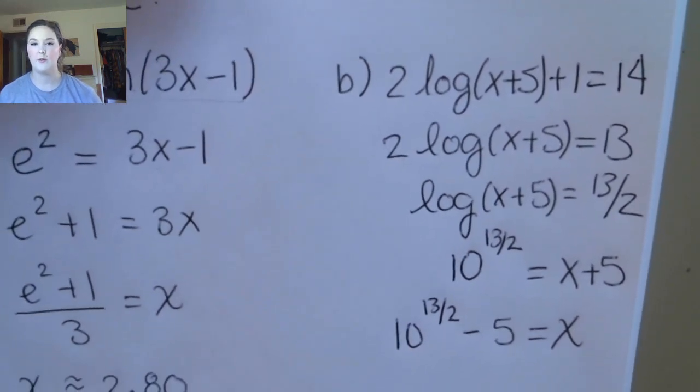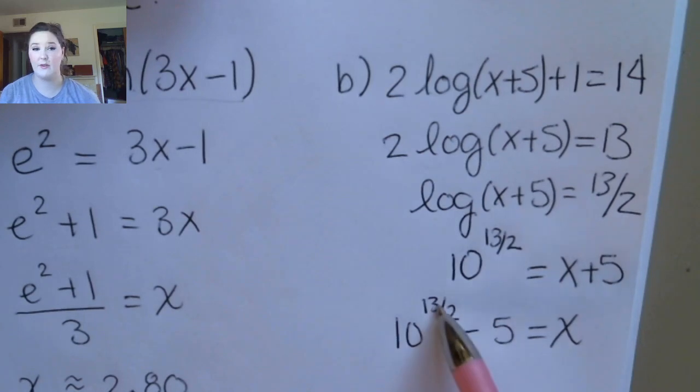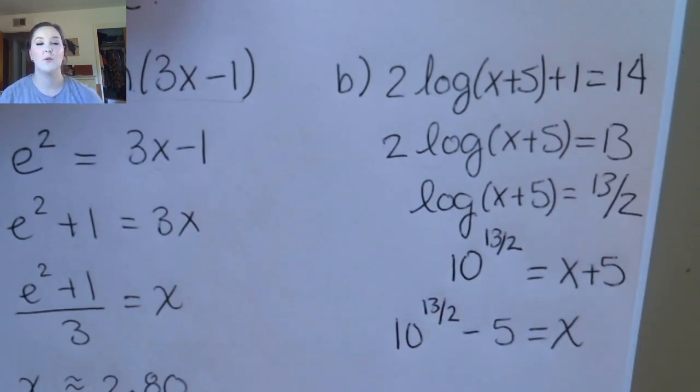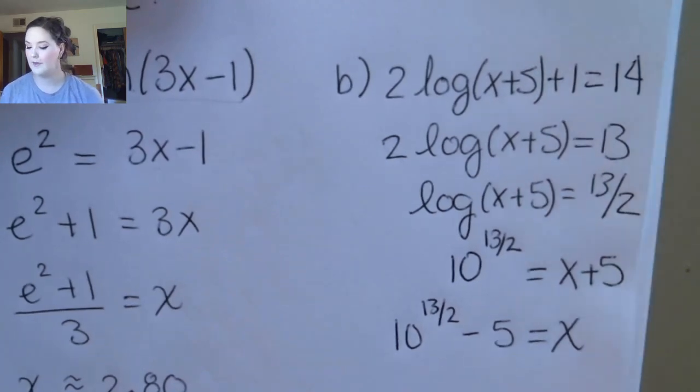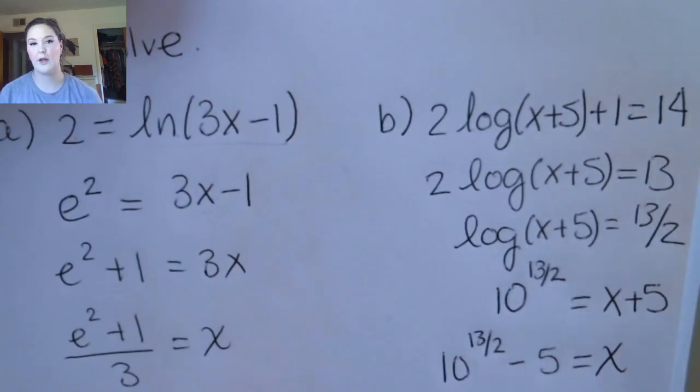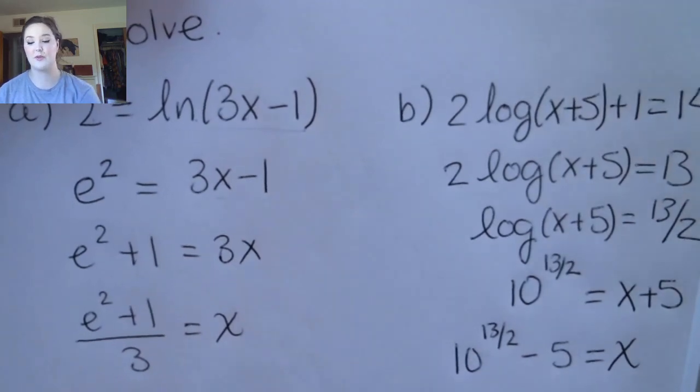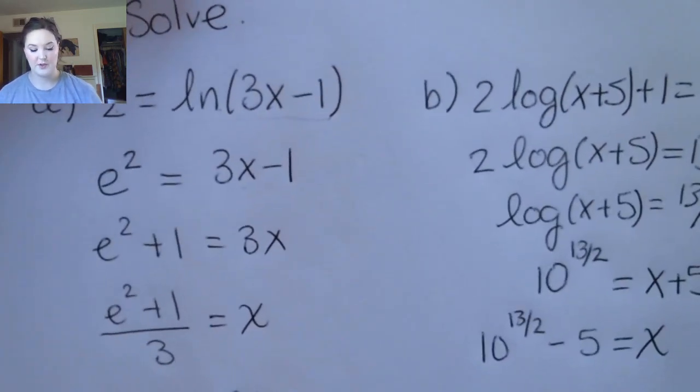As you can imagine, this is a giant number because 10 to the 13th power is 1 with 13 zeros. Even if you take the square root of that, you're going to get something super large. So this ends up being something like 3 million. These are what I would consider basic examples of solving log equations. So let's do something a little bit more complicated.